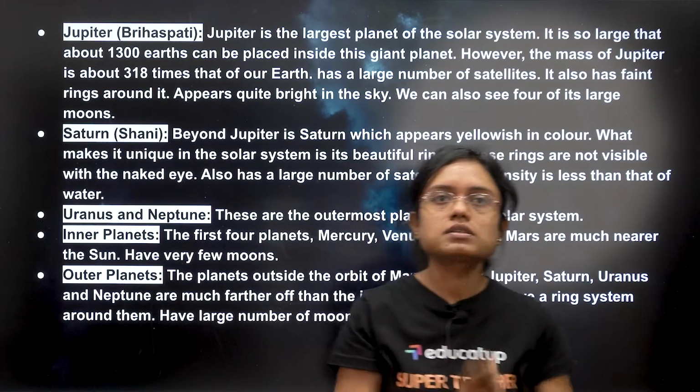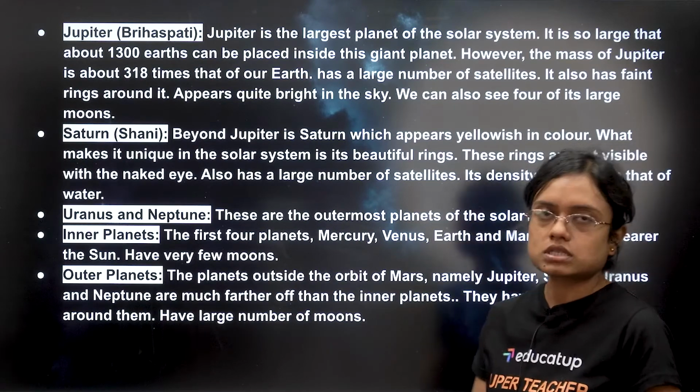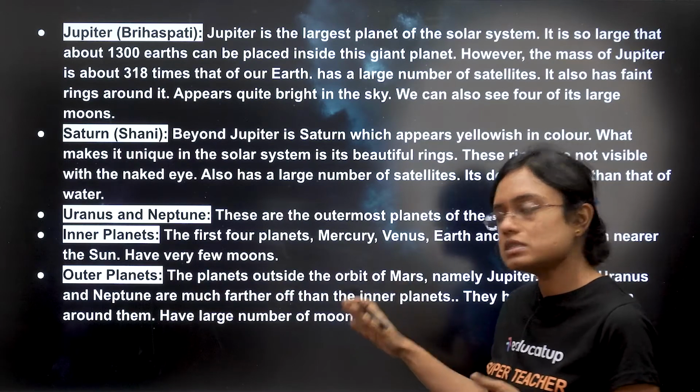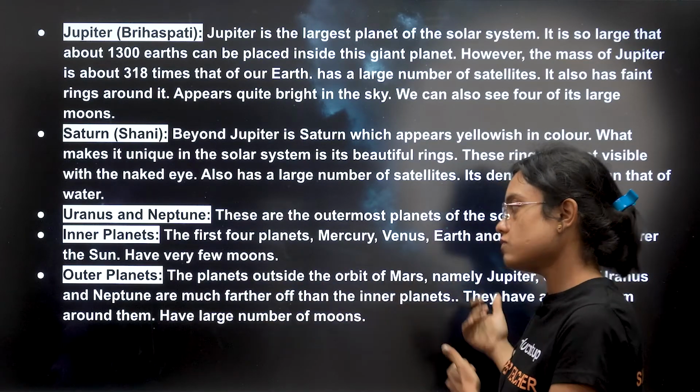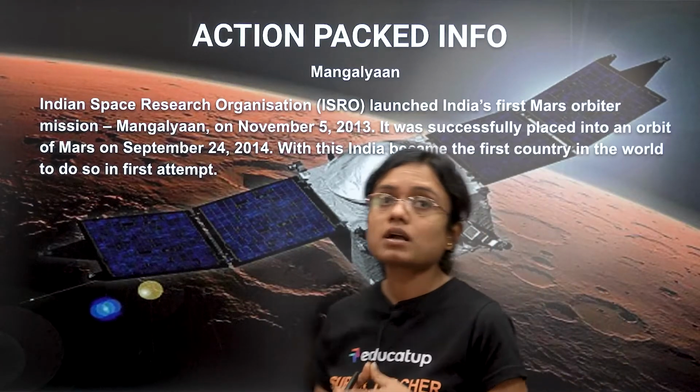which makes it visible from others. Then Uranus and Neptune, these are the outermost planets of the solar system. Now planets are of two types, inner planets, that is the first 4 planets, and outer planets, that is the last 4 planets.